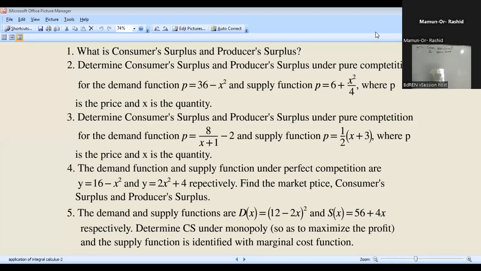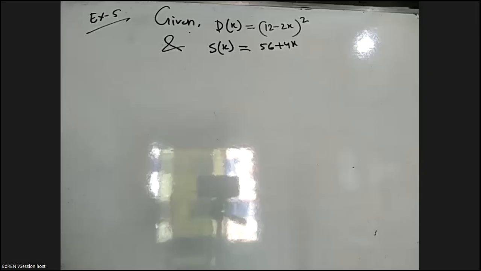Now problem 4. The demand and supply functions are given and we have to determine the consumer surplus under monopoly so as to maximize the profit. The supply function is identified with marginal cost. So we are given the demand function 12 minus twice x whole square, and the supply function will be 56 plus 4x.